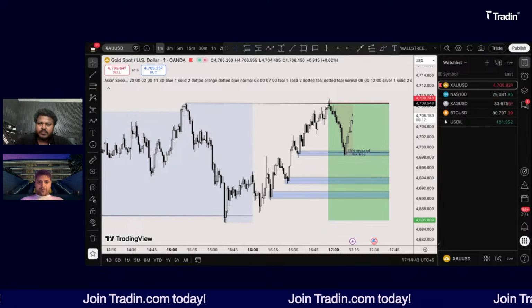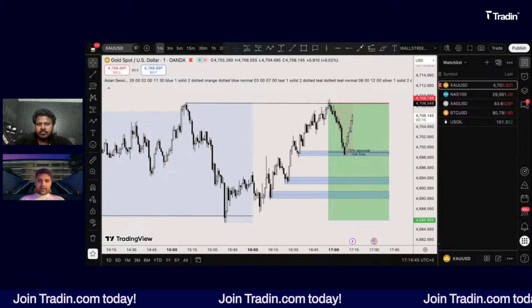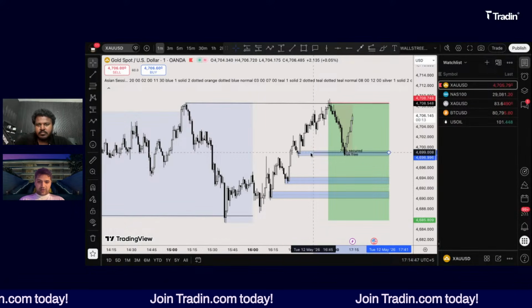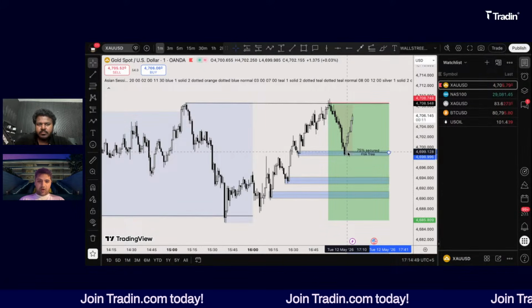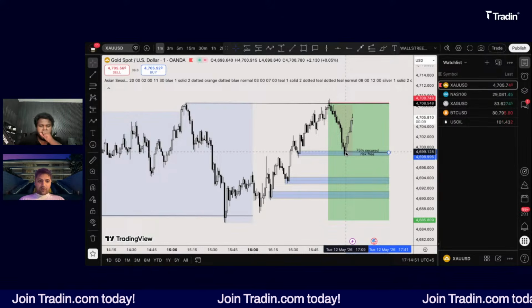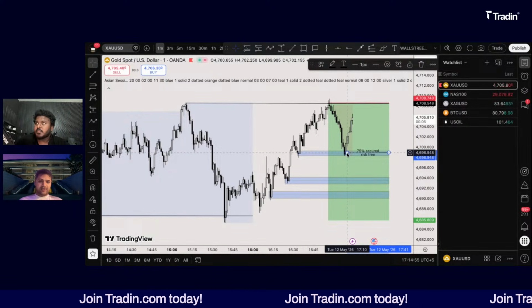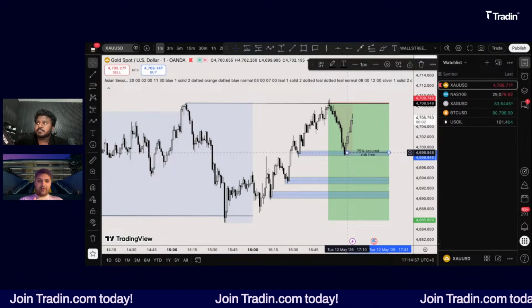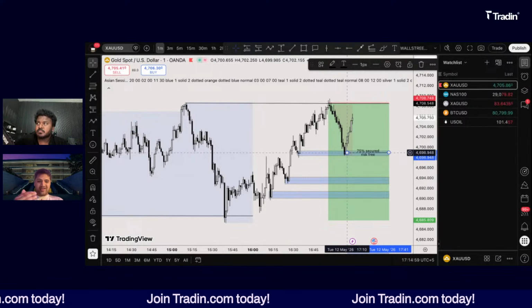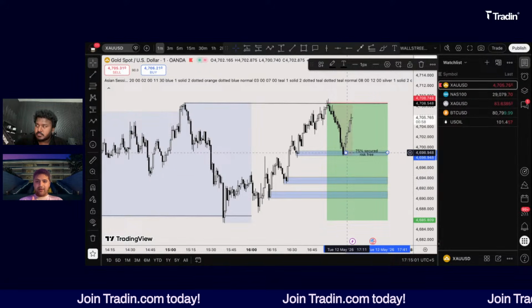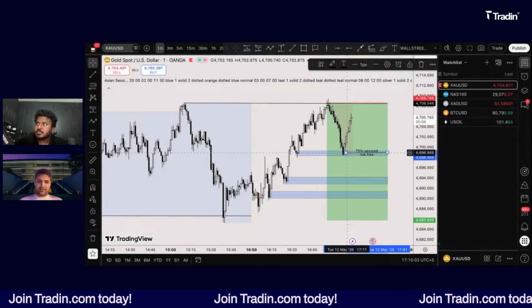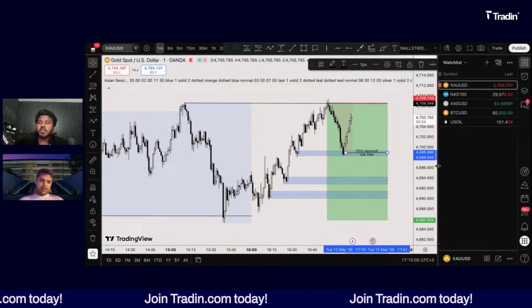Still good. And one thing I see is the rejection from this zone was kind of obvious because it was the 4,700 psychological level. You know, these levels, 4,700, 4,750, 4,600, 4,800, work as a resistance, a psychological barrier.